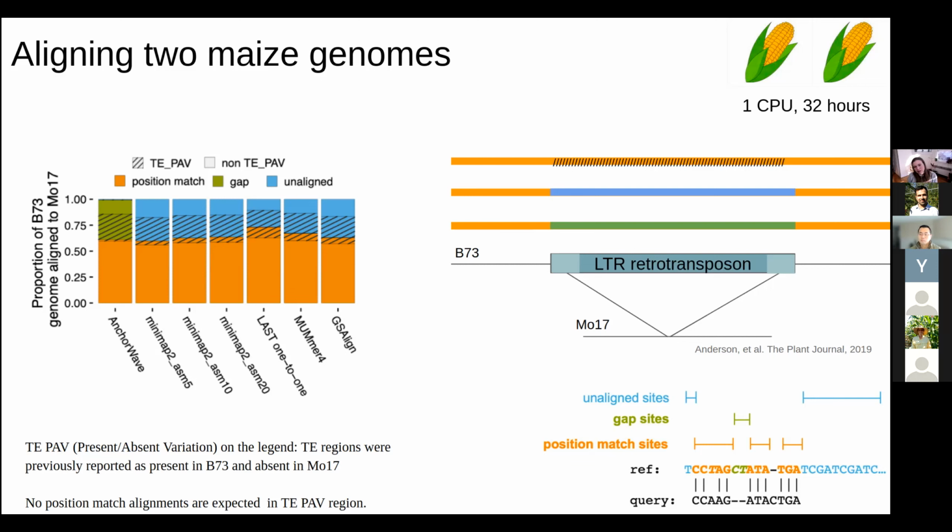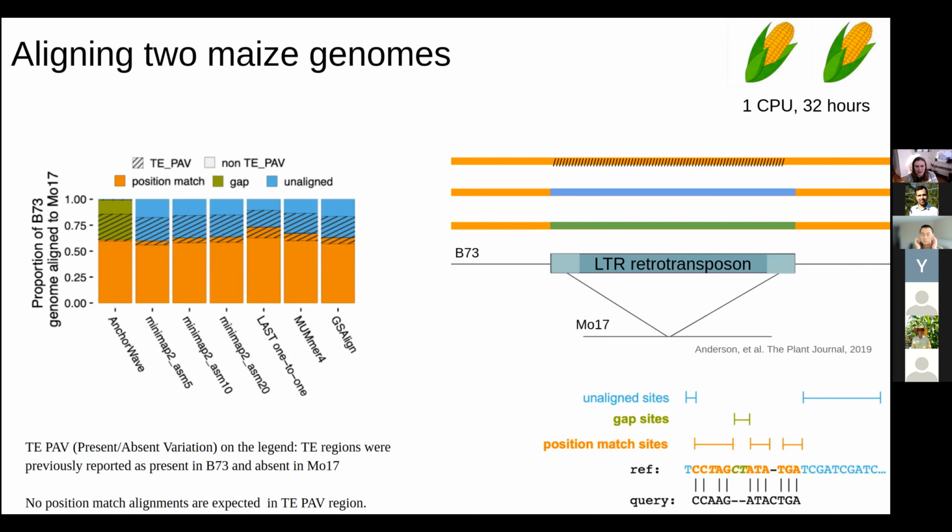This is using a previous publication from Sarah Anderson in 2019, looking at presence-absence variation of TEs between different maize inbred genotypes, including B73 and MO17. What this gives us is which transposable elements are present in B73 and absent in MO17. I'm going to walk us through what we would expect to see if this truly were the case. We're going to walk up these three possible lines above this.